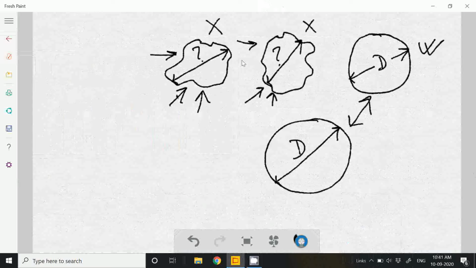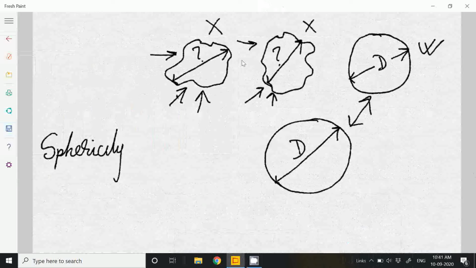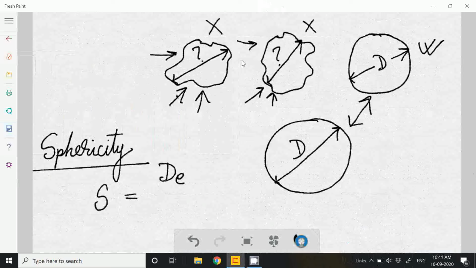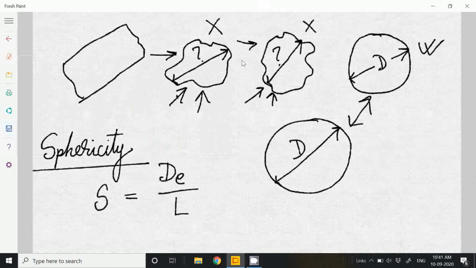So then there is a term called sphericity, which comes into effect. Sphericity is described as S equal to equivalent diameter by length. So a soil particle may be like this also, isn't it? A soil particle can have length also, isn't it?